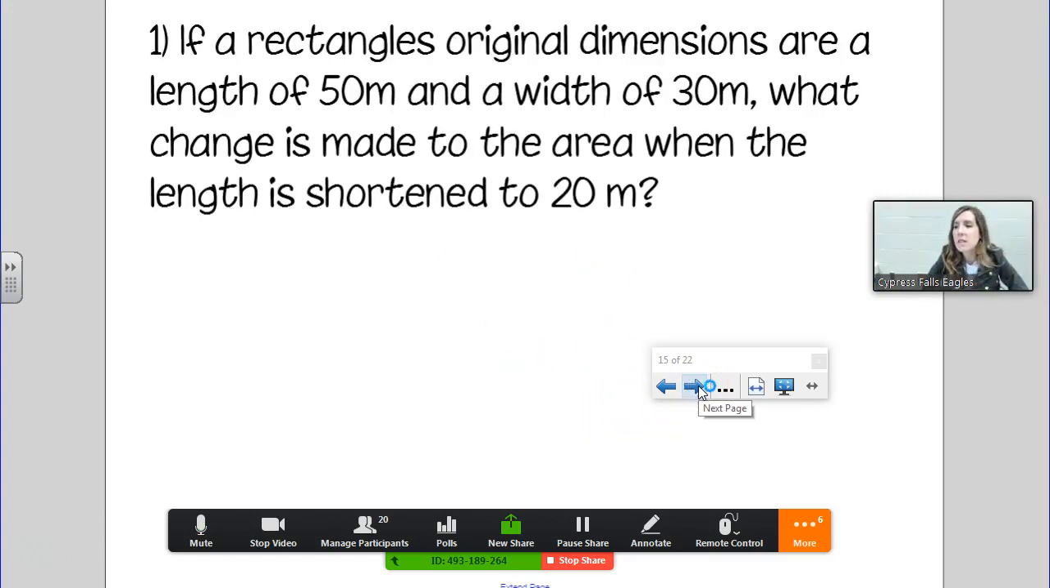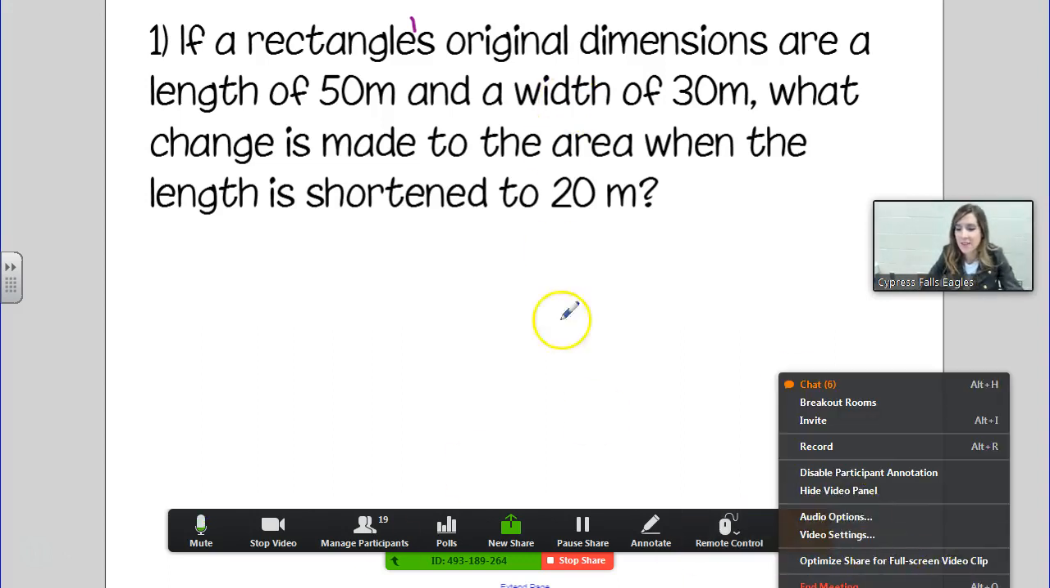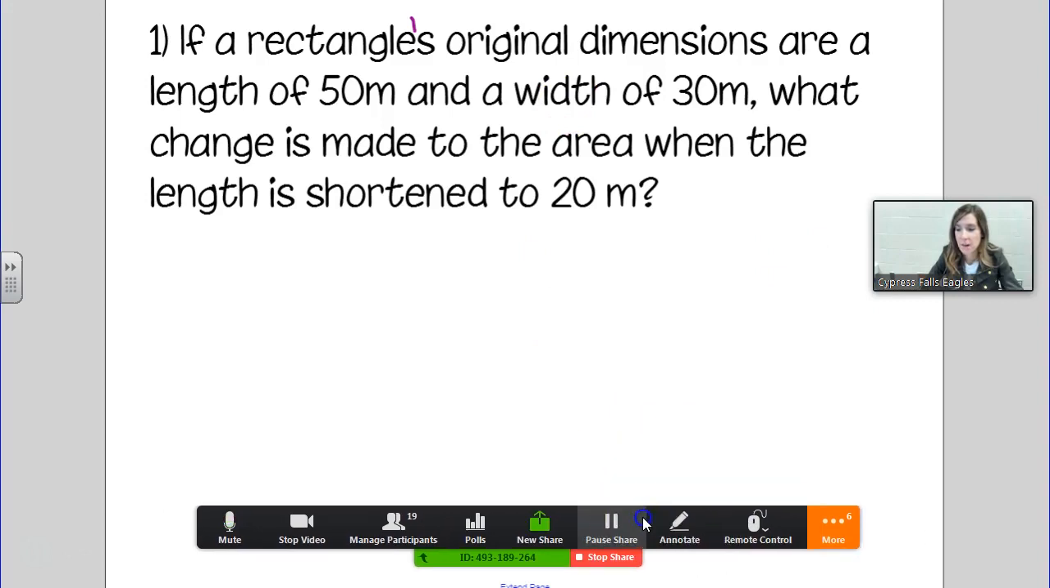Okay. So if a rectangle's, oh, who typed this? Possessive. Okay. If a rectangle's original dimensions are 50 by 30, what change is made to the area if the length is shortened to 20? Here's the moral of the story. When the change is not proportional, there is no trick. There is no, oh, A to B becomes A squared to B squared. There's no shortcut. So when the change is non-proportional, you have to calculate the first, calculate the second, and see what happened. Kind of like when we were doing those case studies, okay?